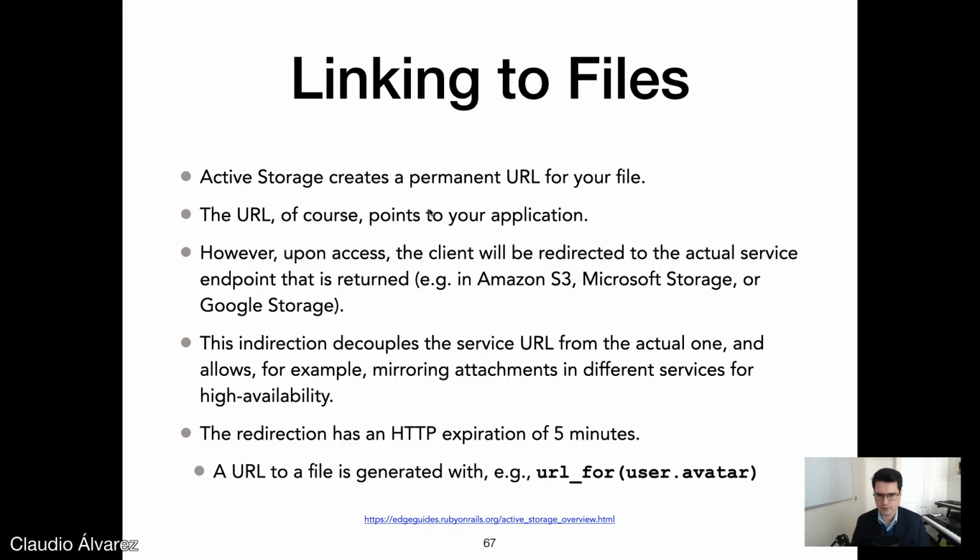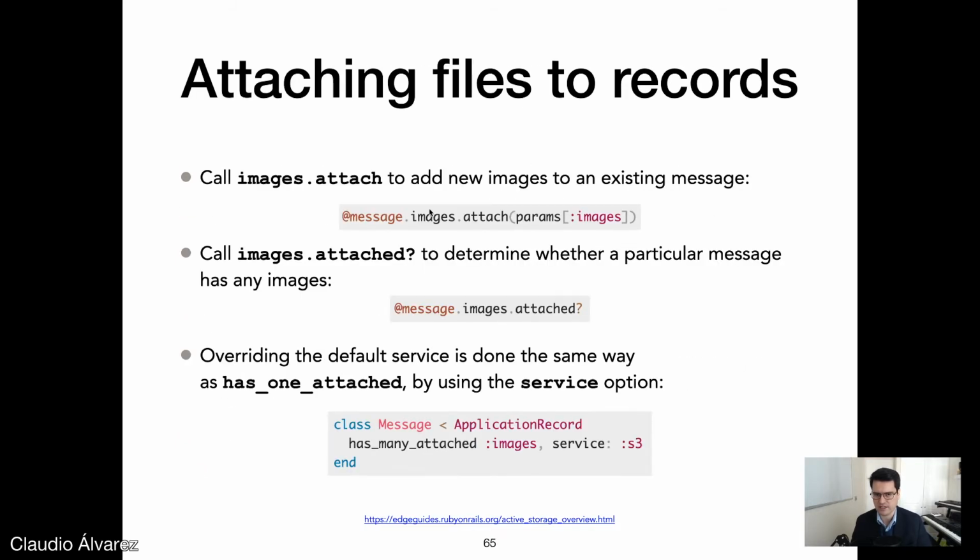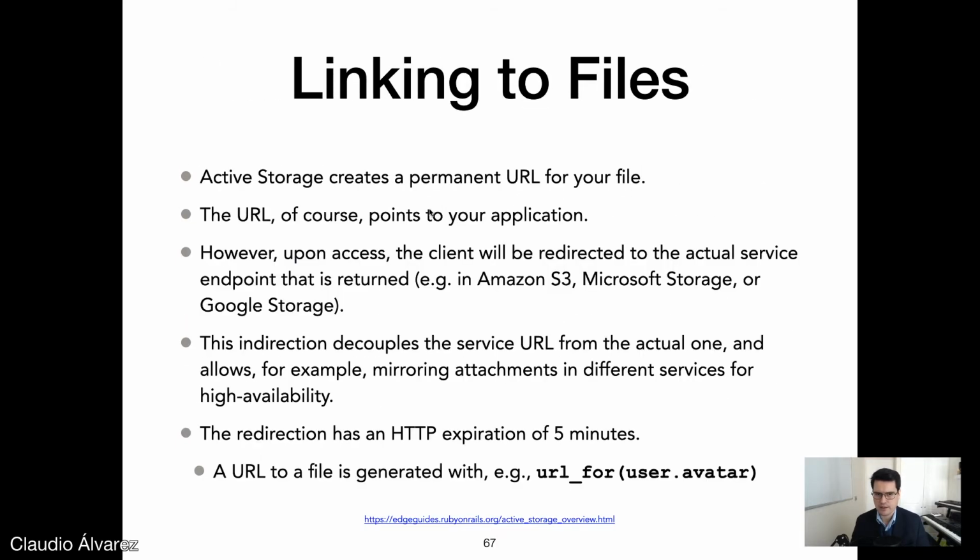Linking to files. ¿Cómo tú produces links a los archivos que han sido subidos y que están declarados como attachments en los modelos? So Active Storage creates a permanent URL for your file. The URL, of course, points to your application. O sea, hay una URL que apunta a tu aplicación, ¿ya? Sin embargo, el archivo podría ser que está almacenado en otro lado. Está almacenado en S3, en Microsoft o en Google. Entonces hay una especie de redirección que ocurre en ese caso.